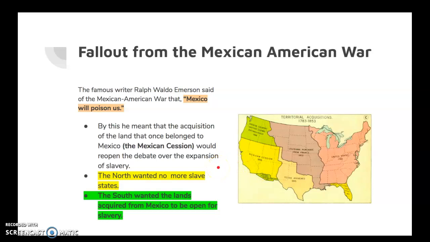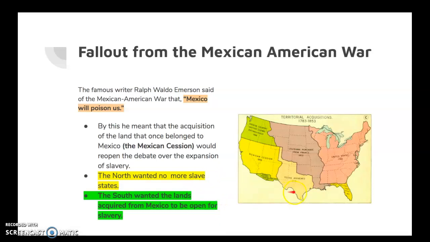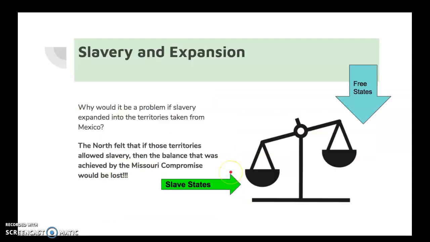Okay, so how is that going to poison us? Well, it's going to reopen the discussion of what can be a slave state and what cannot be a slave state, or how do we allow slavery to expand, or how do we prevent it from expanding. The North wanted no more slave states. They were done. The abolitionist movement is starting to really pick up steam in the North. The South wanted these lands acquired from Mexico to be open for slavery. So we see where this dispute is going to be. It's going to be centered in this area over here.